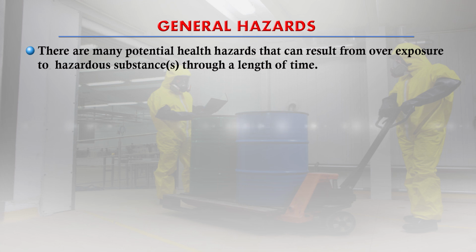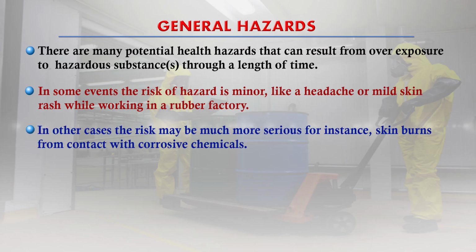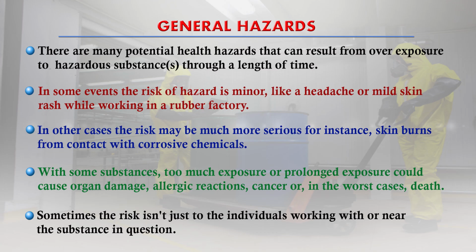There are many potential health hazards that can result from overexposure to hazardous substances over a length of time. In some events, the risk of hazard is minor, like a headache or mild skin rash while working in a rubber factory. At the same time, in other cases, the risk may be much more serious. For instance, skin burns from contact with corrosive chemicals. With some substances, too much exposure or prolonged exposure could cause organ damage, allergic reactions, cancers, or in the worst case death also.